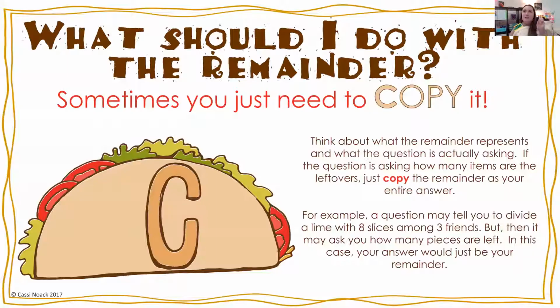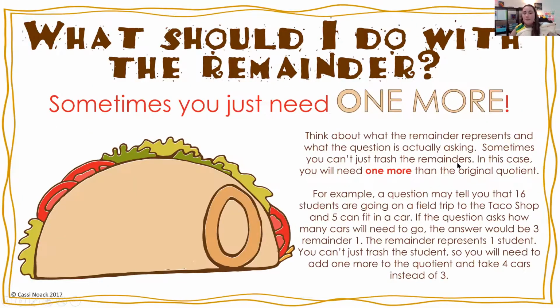So we've talked about trash it. Our A was accept it. C is copy it. And now we're going to go to the O, which stands for one more. So again, sometimes in math, you have to decide, am I using the T? Am I using the A? Am I using the C? Or am I using the O?